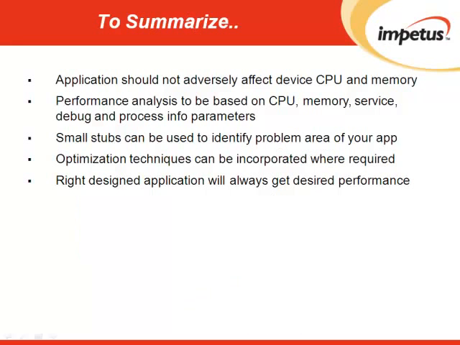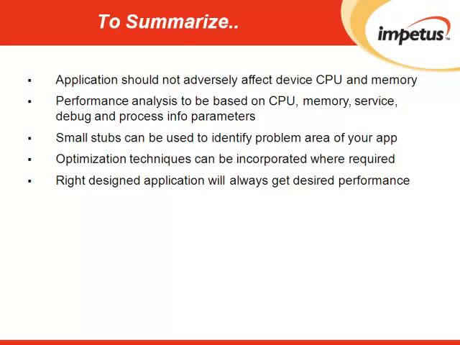Now, on the slide you're about to see, you can see some of the significant takeaways of today's session. The first one being that your application should not harm the existing applications, data, or any other device capabilities in any manner. It should optimally utilize the CPU and memory as per the defined threshold. Next, we shared with you some parameters such as process, CPU, memory, and debug information that should be taken into account for thoroughly analyzing the device-side performance of your application.